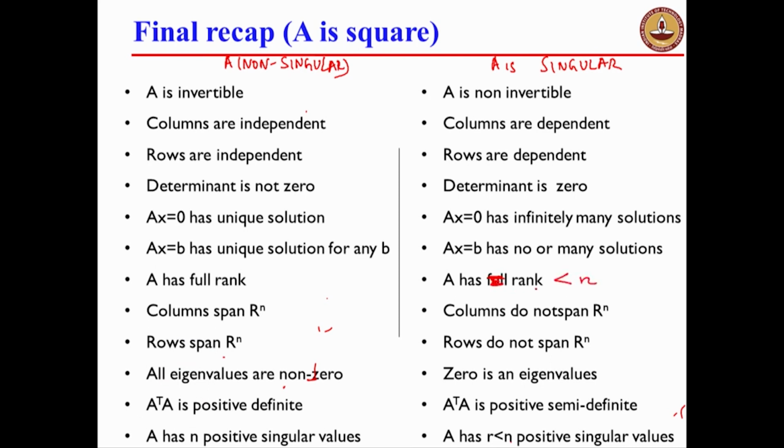A has rank less than n, the columns do not span Rn, the rows do not span Rn, 0 is one of the eigenvalues. A transpose A is only positive semi-definite, it is not positive definite, and it has r, which is strictly smaller than n, positive singular values. So this is the final summary, or cheat sheet, that I promised you about when A is a square matrix. So with this I will conclude.